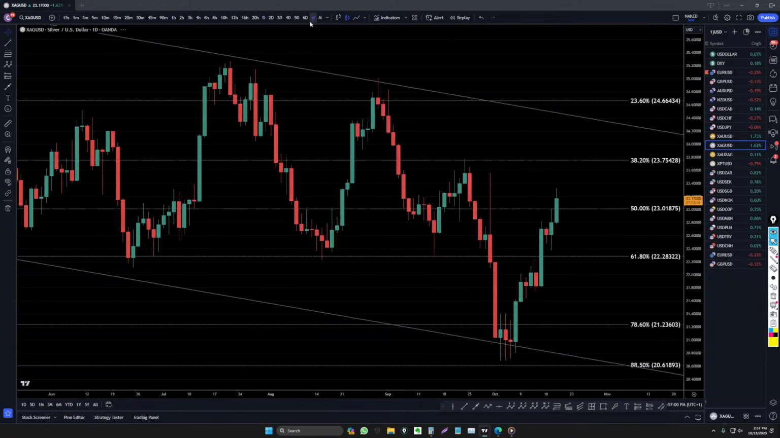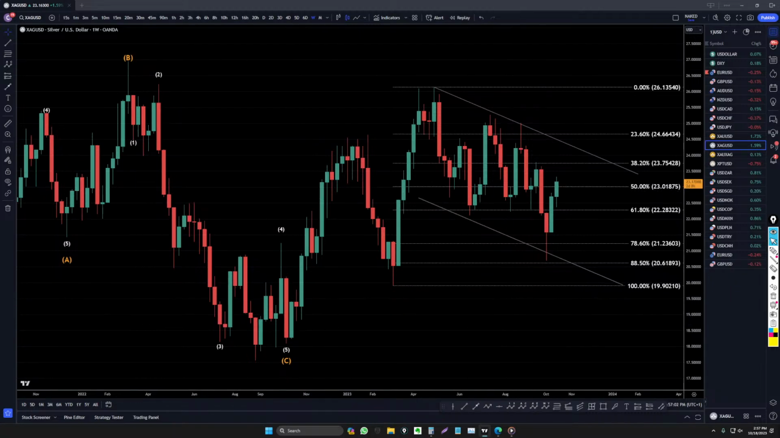How about silver? Sometimes silver can give us a good clue. Oh yeah, look at silver. It's even clearer. 1, 2, 3, 1, 2, 3, 1, 2, 3. That's a WXY for sure. It even touched the base channel perfectly, 78% perfectly. That's the end of a correction. I think we're going up on this one also. So definitely very, very bullish on that.